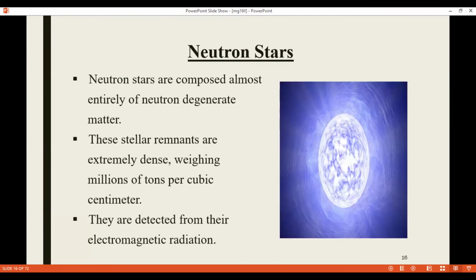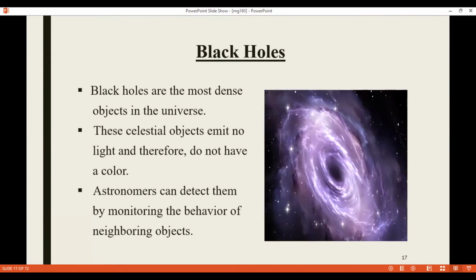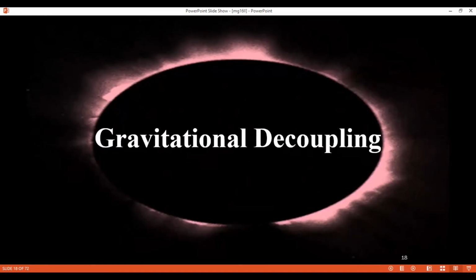Neutron stars are composed almost entirely of neutron-degenerate matter. These stellar remnants are extremely dense, weighing millions of tons per cubic centimeter. They are detected from their electromagnetic radiation. Black holes are the most dense objects in the universe. These objects emit no light and therefore don't have a color. Astronomers can detect them by monitoring the behavior of neighboring objects.